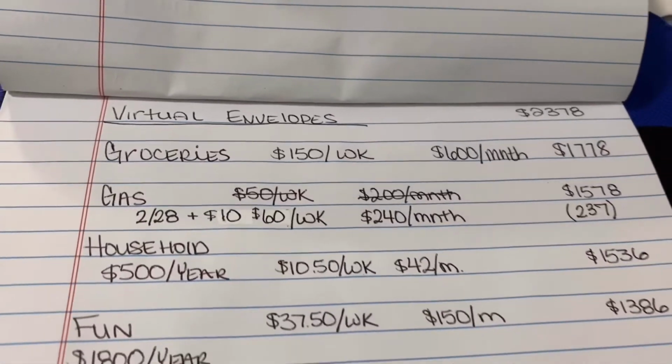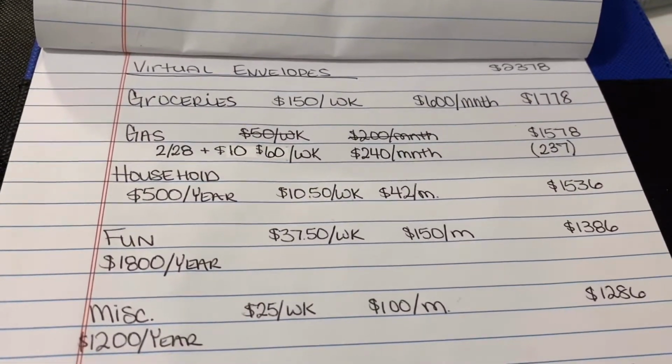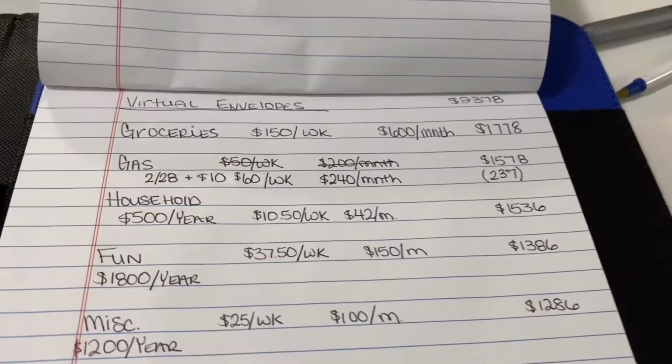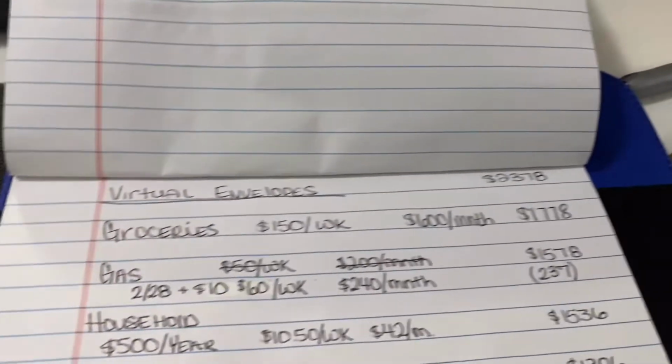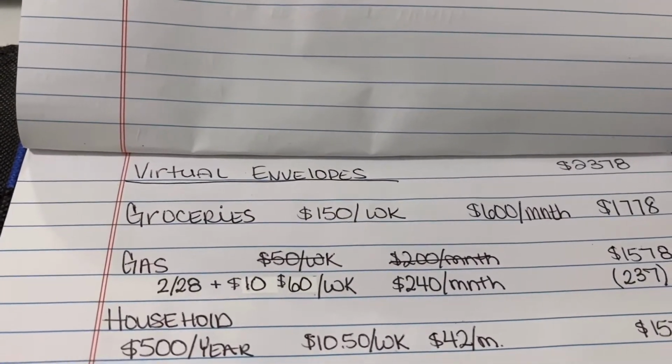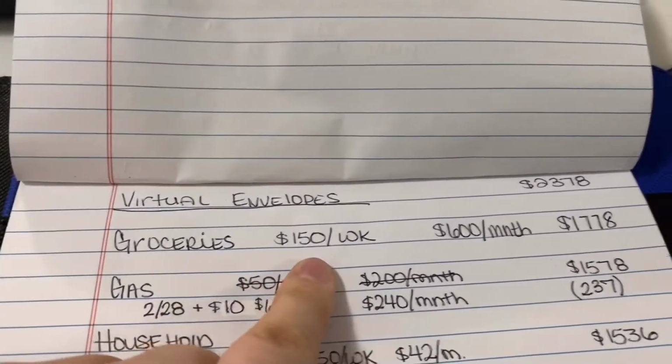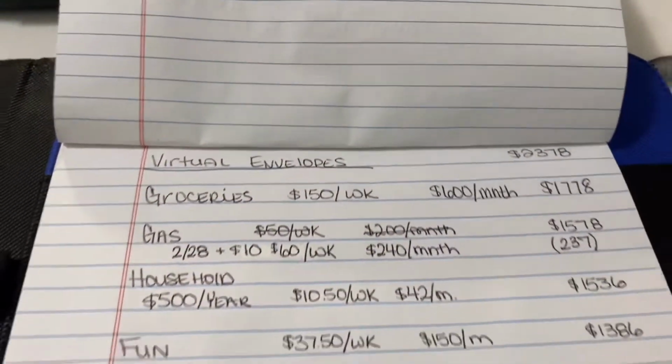We decided to do two different types of envelopes. We did virtual envelopes and cash envelopes. Our virtual envelopes is money that has been kept in our banking, and we use our debit card to purchase those items. So some examples of those are groceries, gas, household, fun, miscellaneous, and medical. For these, we took and estimated what we needed per week and per month for each category.